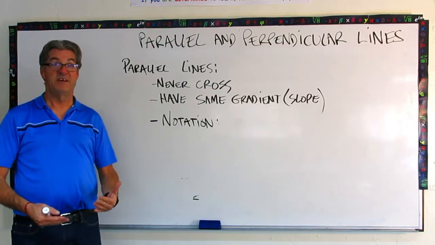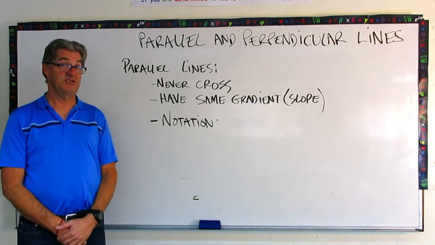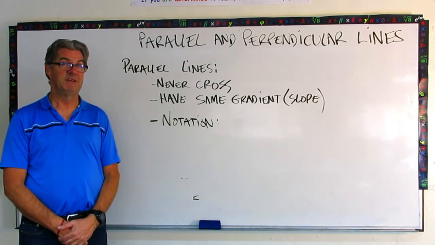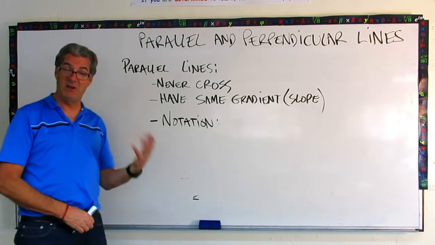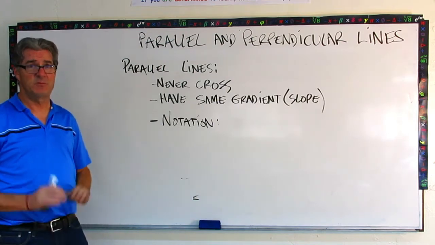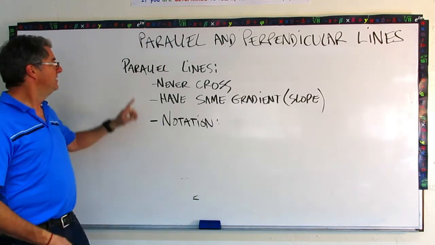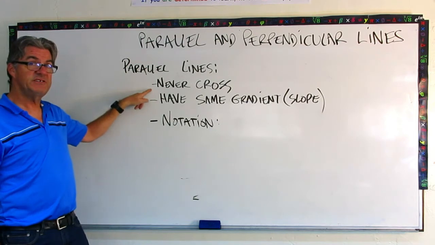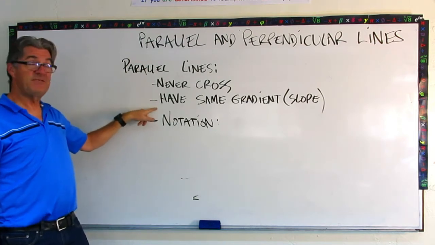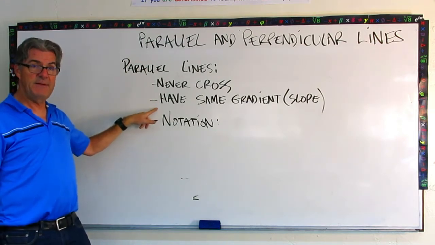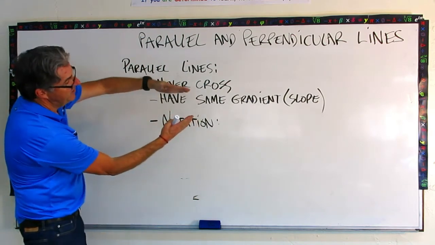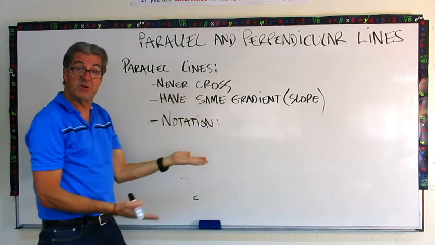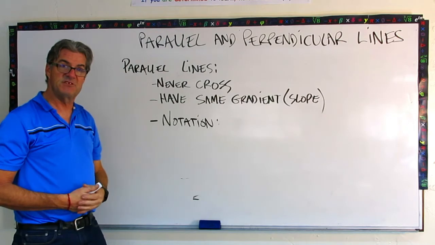Parallel lines. They have so much in common, it's a shame they never meet. So you guessed it, today's topic is parallel lines and perpendicular lines. We're going to start with parallel lines first. Parallel lines never cross, they never meet. They have the same gradient or slope, and that makes sense because if they had different slopes, eventually they would cross. So they have to have the same slope.